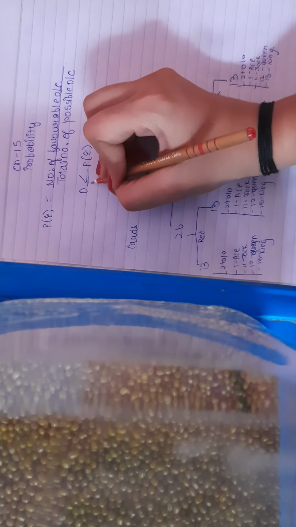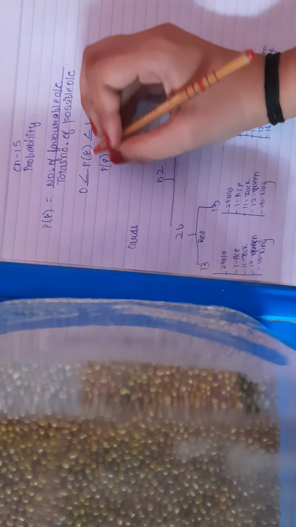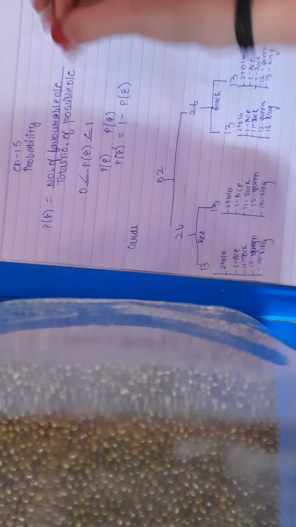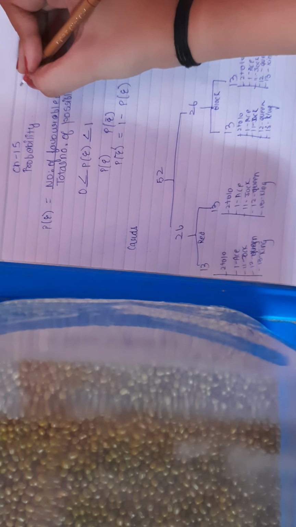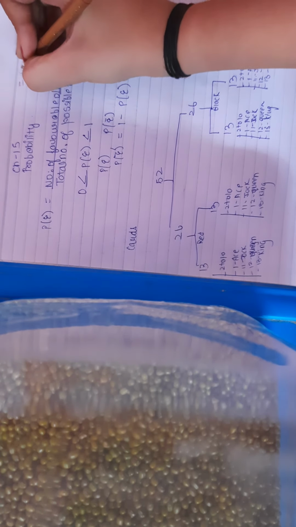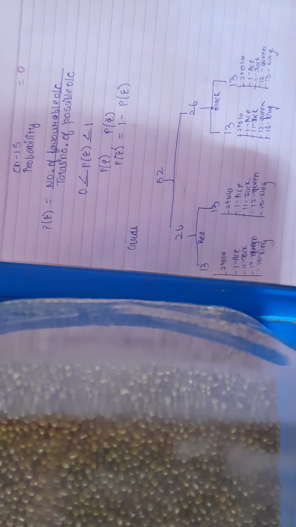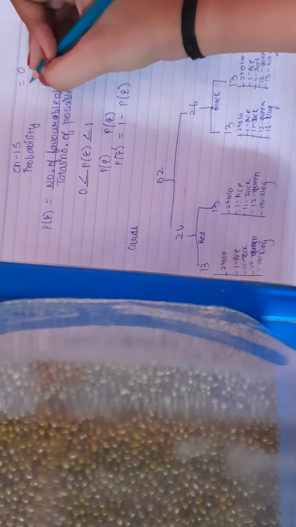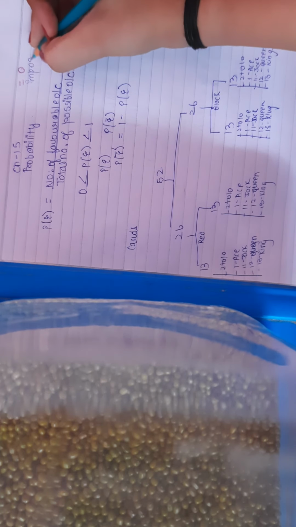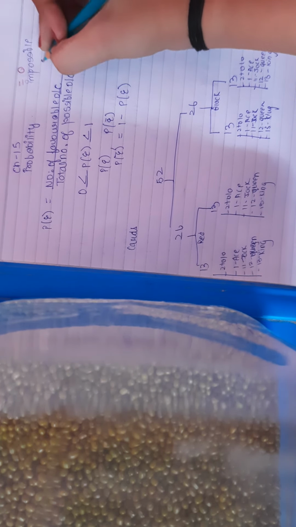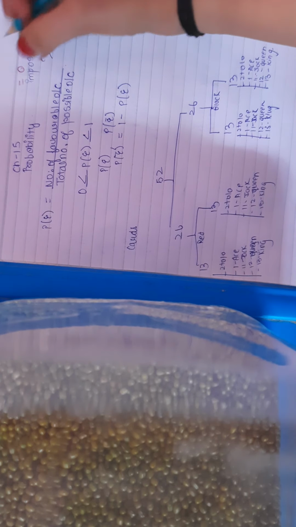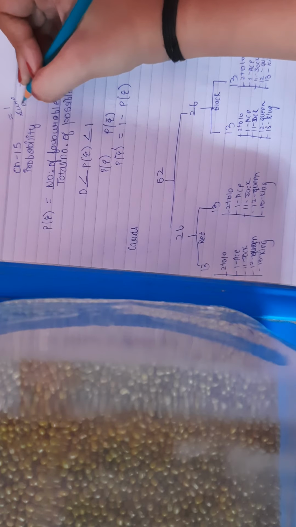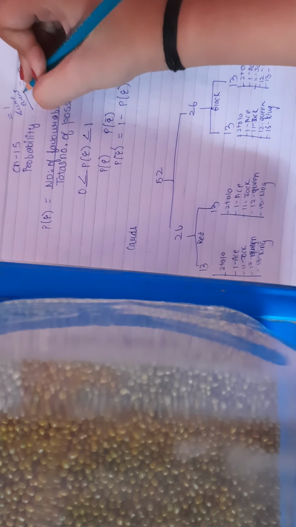It can be greater than or equal to 0, or less than or equal to 1. If the probability of an event is exactly equal to 0, it means that the event is an impossible event. There is no possibility of the event to happen. And if it is exactly 1, it means that the event is a sure event. It is definite to happen.